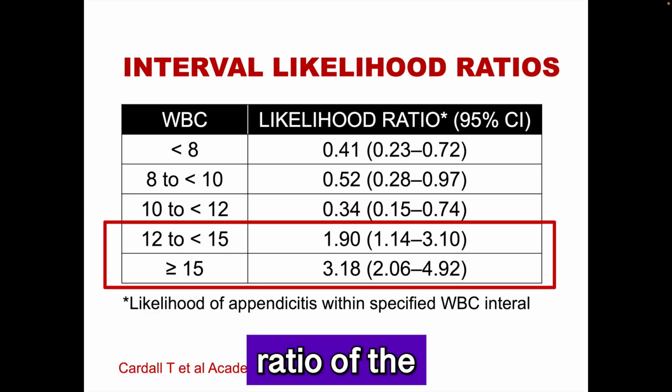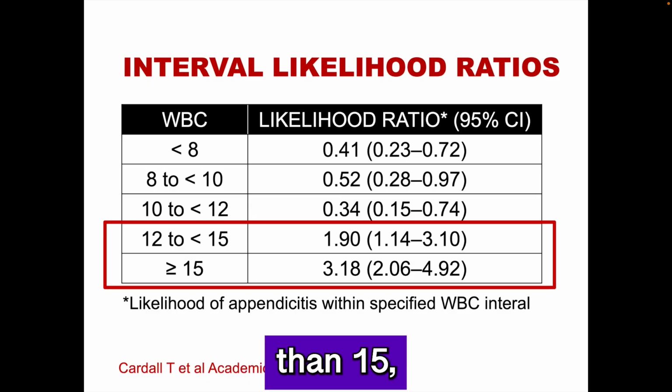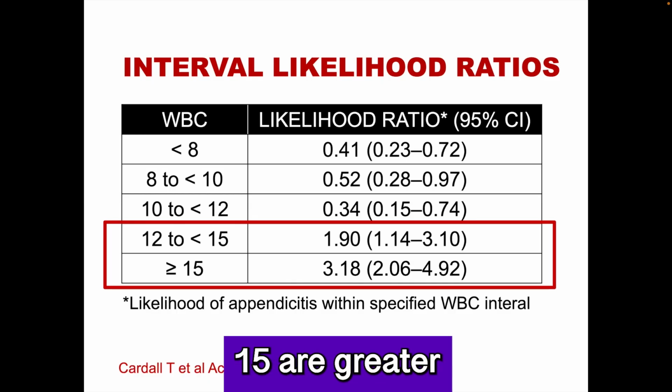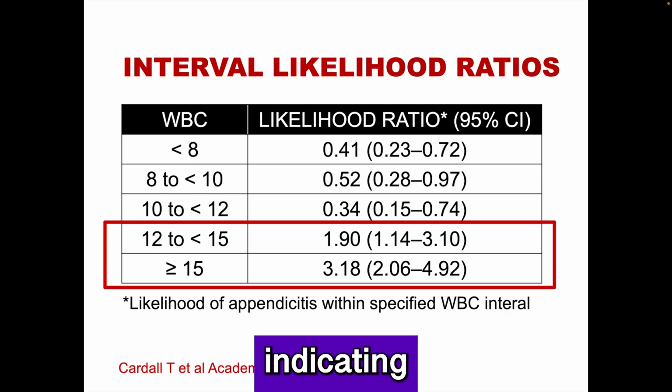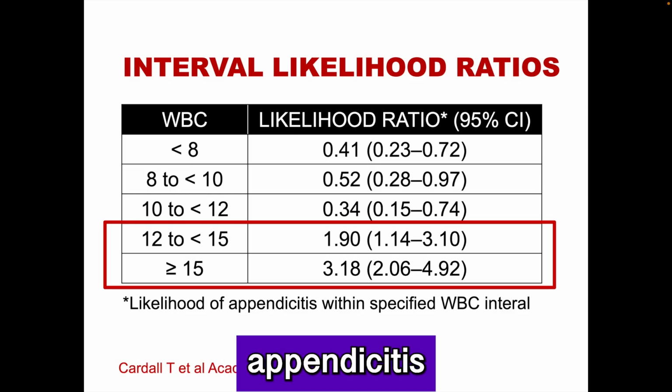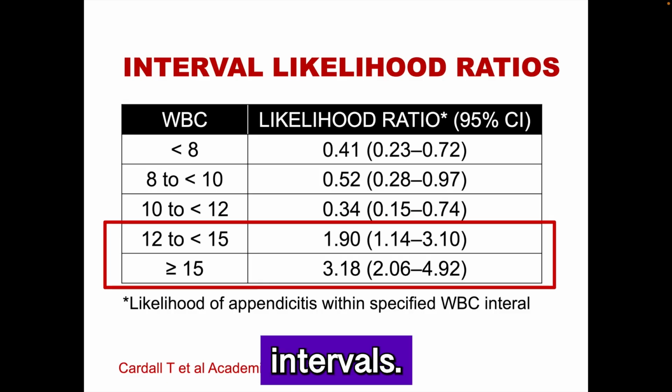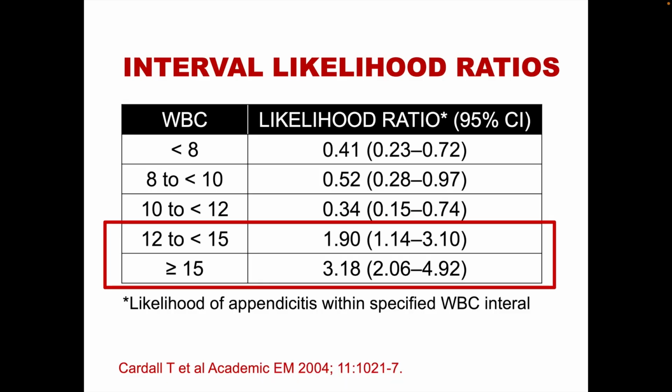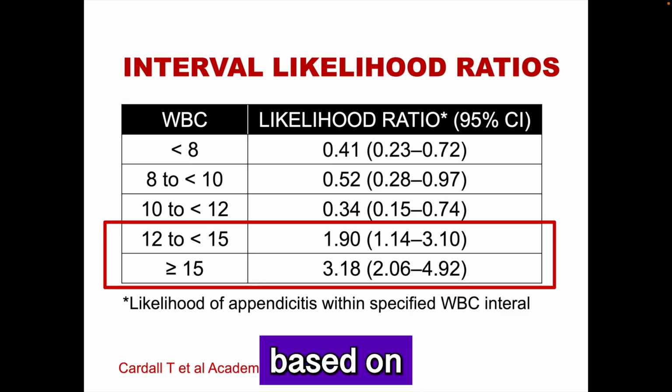The likelihood ratios of white blood cell count from 12 to less than 15 and at least 15 are greater than 1, indicating an increased likelihood of appendicitis when the white blood cell count is in those intervals. It is important that these intervals are chosen based on the data and not arbitrarily assigned.